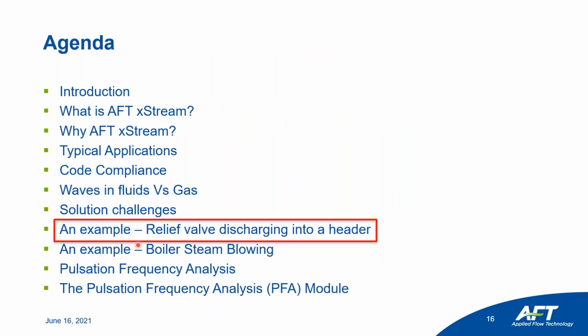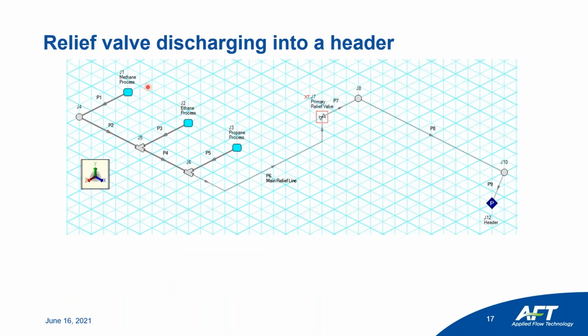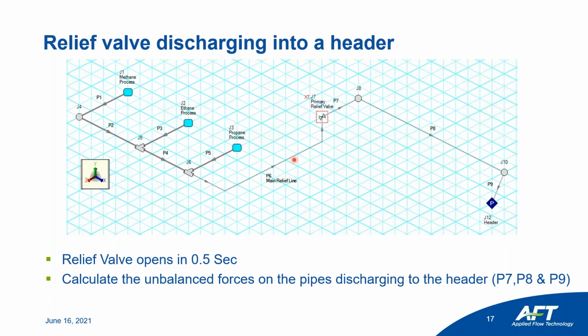So now let's move on to an example, a relief valve discharging into a header. Here we have three tanks: methane tank, ethane tank, propane tank. They are discharging to a header. The relief valve opens in 0.5 seconds, and we want to calculate the unbalanced forces in the piping, the pipes discharging to the header. We want to calculate the forces in pipe 7, we want to calculate the forces in pipe 8, and we want to calculate the forces in pipe 9.